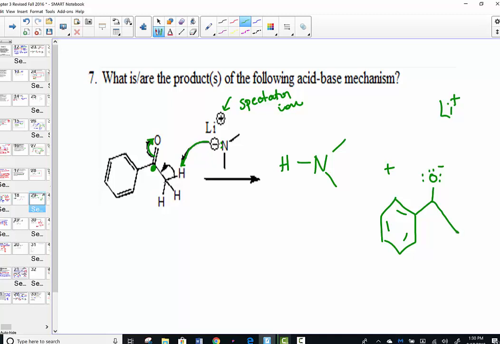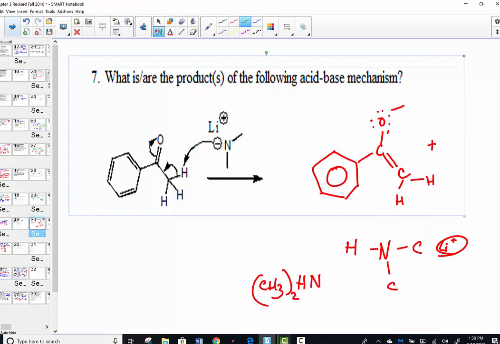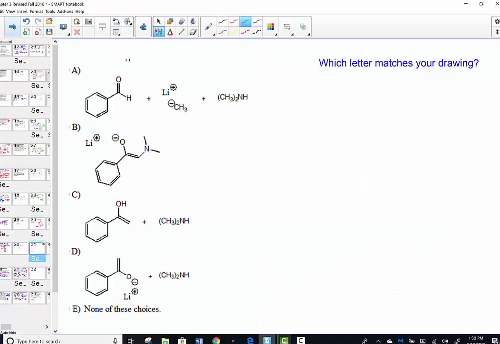This terminal carbon, which is here, and here, still has two H's on it. But instead of having this third hydrogen, these two electrons collapsed and made a double bond. So I'm following the electron arrows, predicting the product by just moving the electrons as shown in the arrows. And when I draw that in a multiple choice question, it simply becomes a matter of trying to find what choice matches yours. So here's your multiple choice. Which letter matches your drawing?